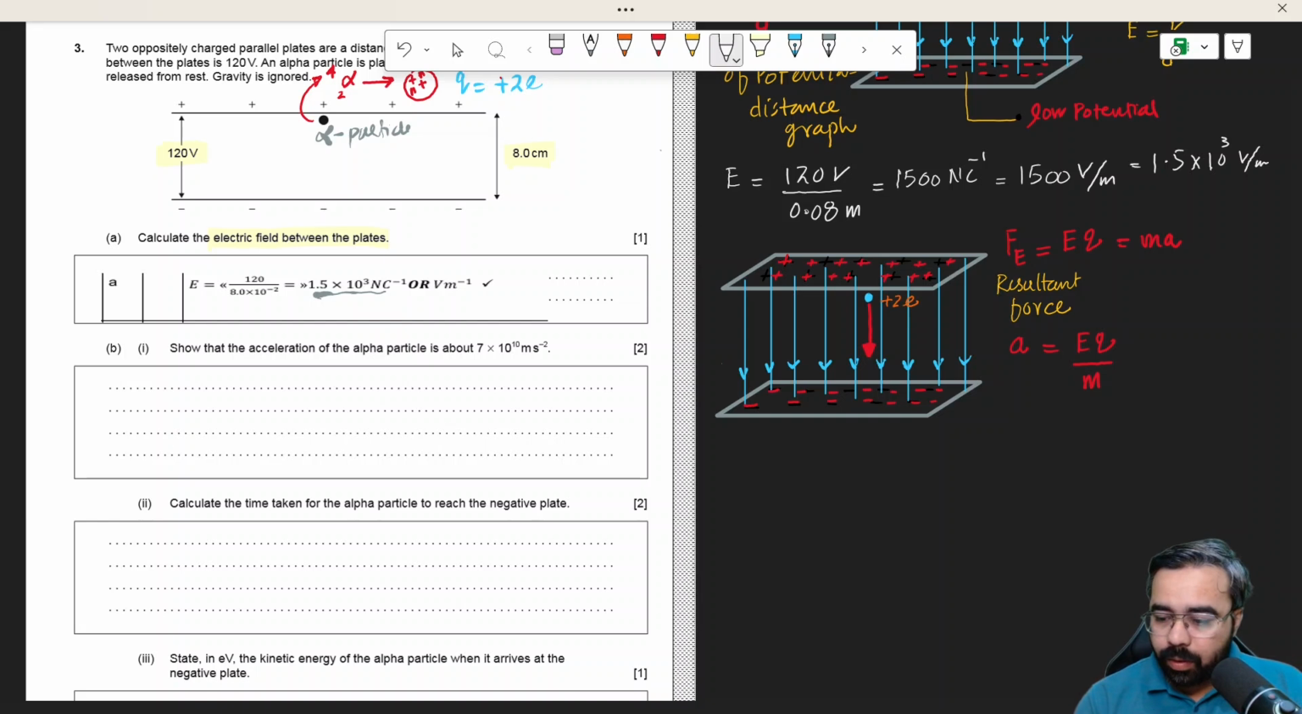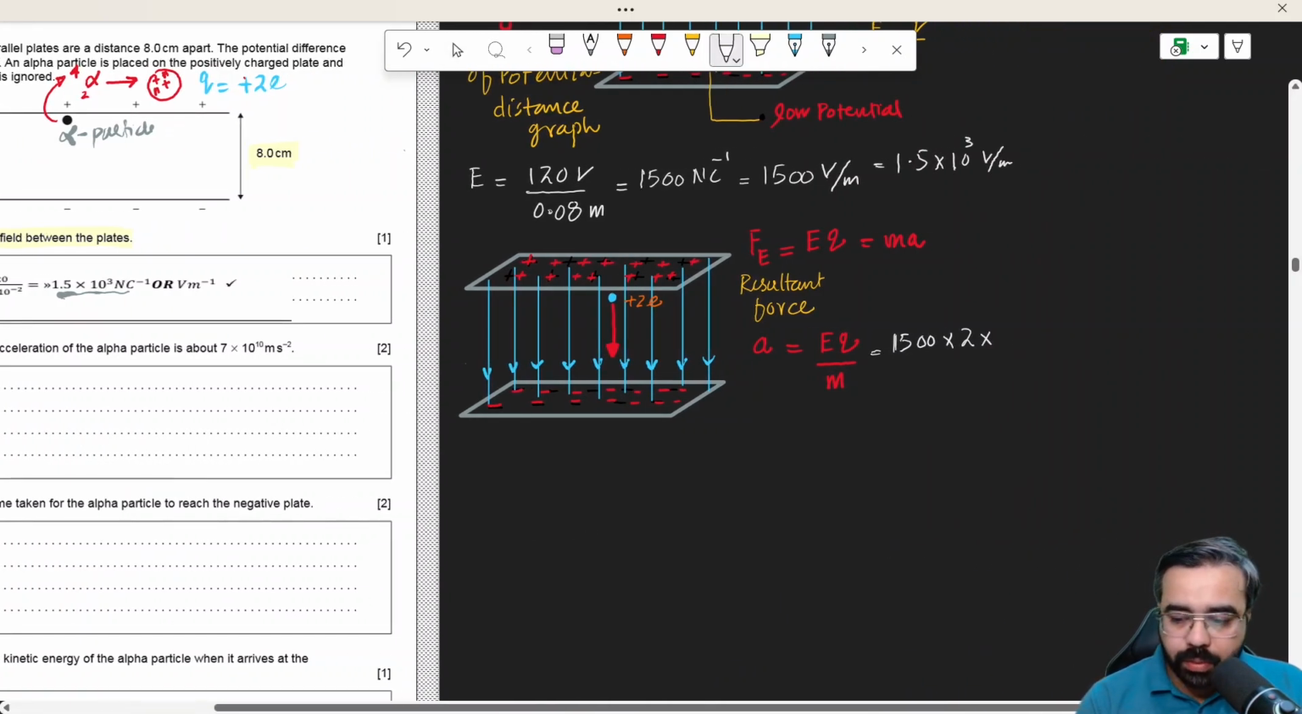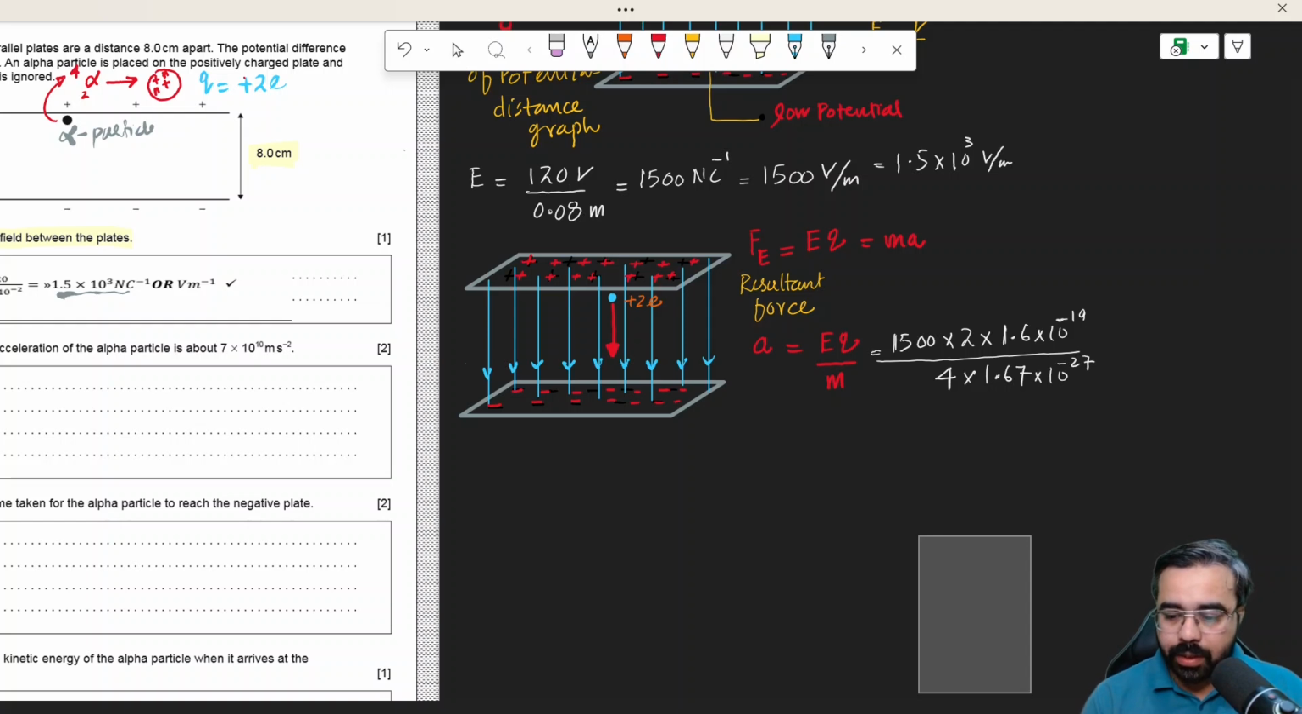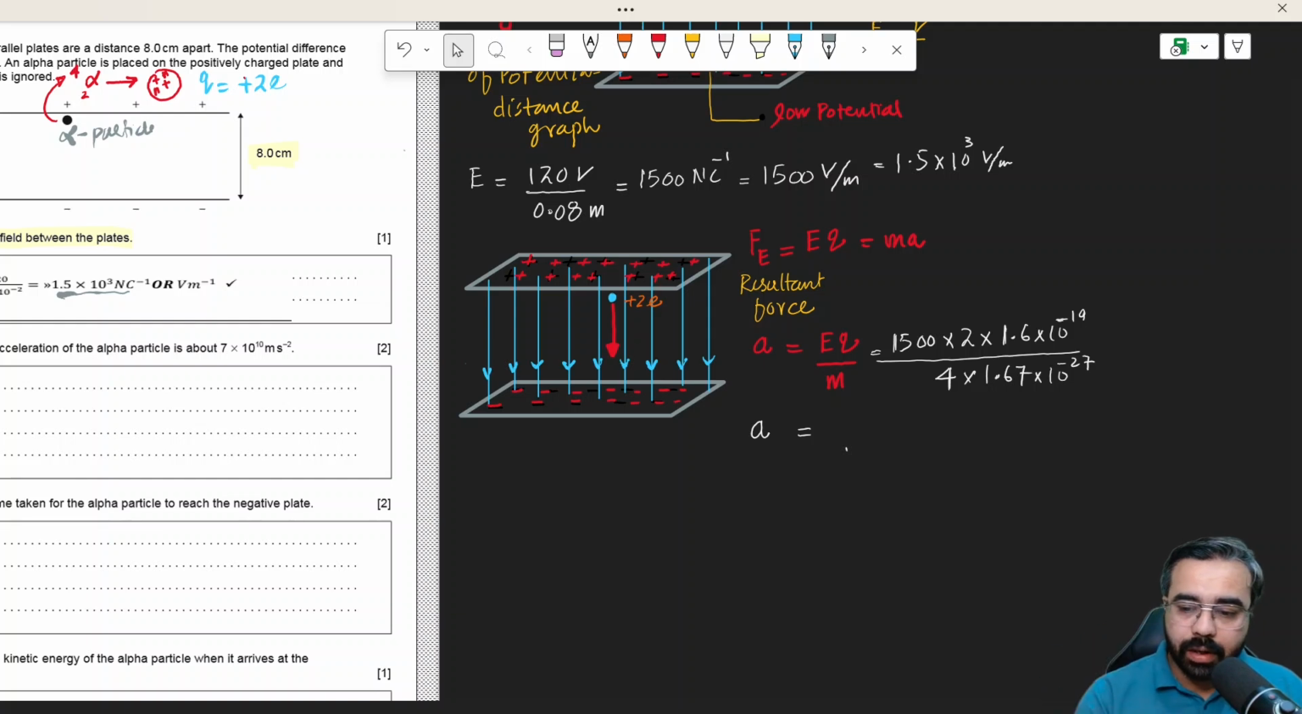Okay. So now we can put the values: 1500 times 2 times the charge, which is 2 times e, so 1.6 times 10 to the power negative 19, divided by the mass of the alpha particle, which is 4 times the mass of proton, right? Which is 1.67 times 10 to the power negative 27 kilograms. So this will give us the acceleration with which it will be accelerated towards this negative plate. As a result, it will gain kinetic energy because it is attracted. Okay. So let me calculate the value.